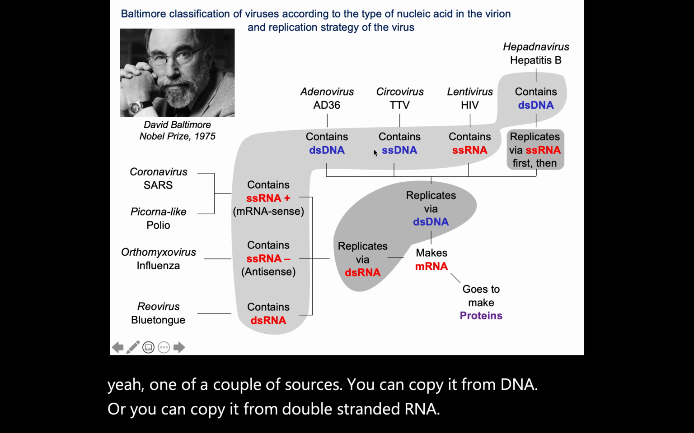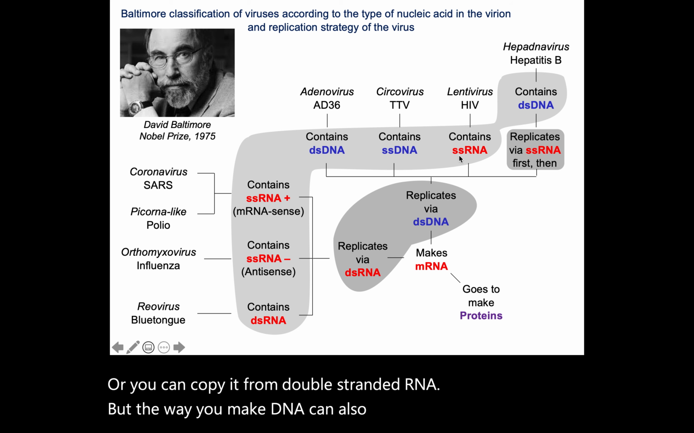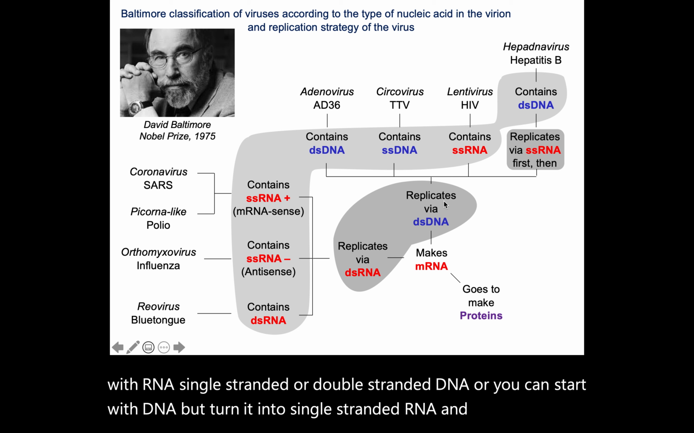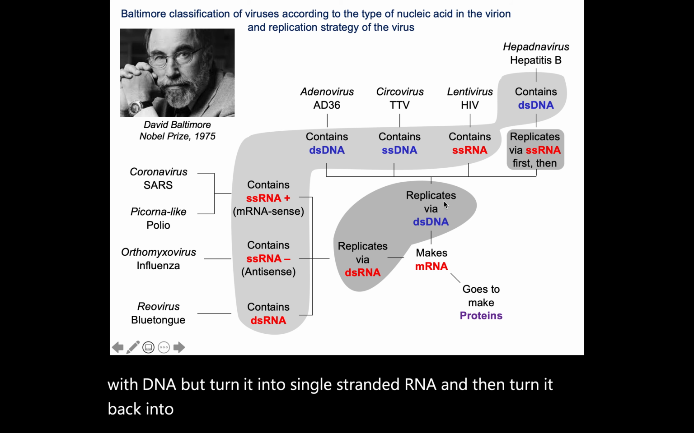But the way you make DNA can also be different. You can start with RNA, single-stranded or double-stranded DNA, or you can start with DNA but turn it into single-stranded RNA and then turn it back into DNA to put some mutations in, basically, so that the virus can evolve a little bit faster.